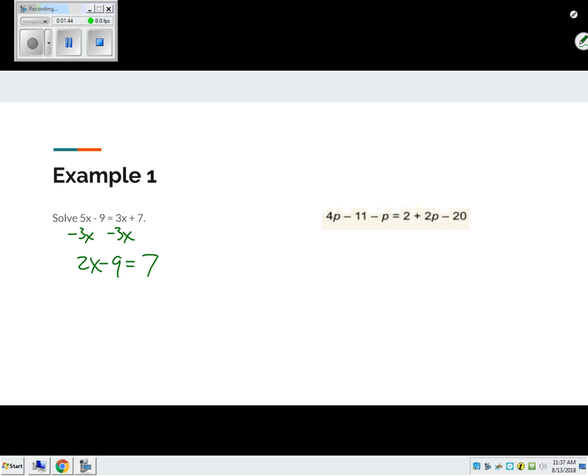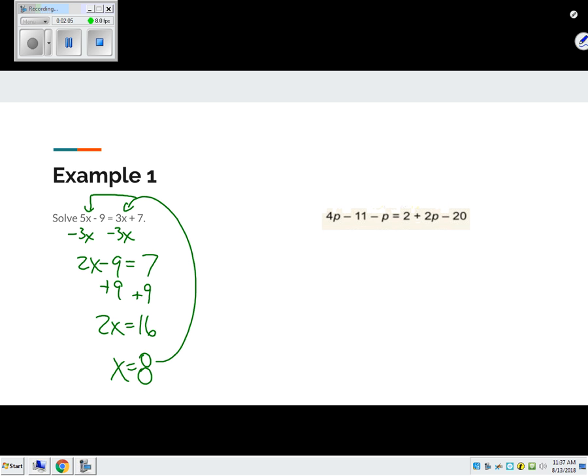Whenever I do something on one side, I have to do it on the other. And then simply add 9 to both sides. That gives me 2x equals 16, and x is equal to 8. I can definitely check this by plugging x back into my equation, and it would give it so that both sides of that equation are the same number.